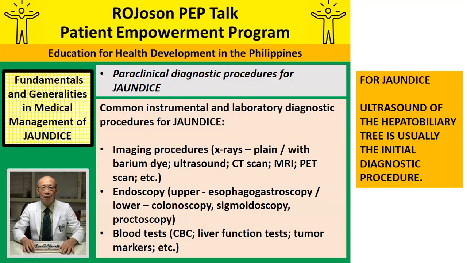Okay. For jaundice, usually ultrasound of the hepatobiliary tree is the initial diagnostic procedure. It's the most cost-effective. So not the blood test. Okay. The blood test will just show you elevated bilirubin levels, and it will not be able to tell you specifically the cause. The ultrasound can give you more information than the blood test.